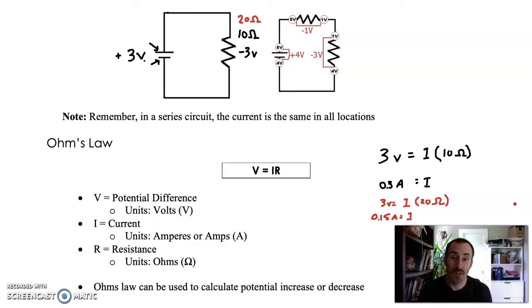So if I double the resistance, I have the amount of current. Double the resistance cuts the current in half. It works that way for anything. If I increase the amount of voltage, then the amount of current is going to go up if the resistance stays the same. We're going to do some examples of that in a moment.